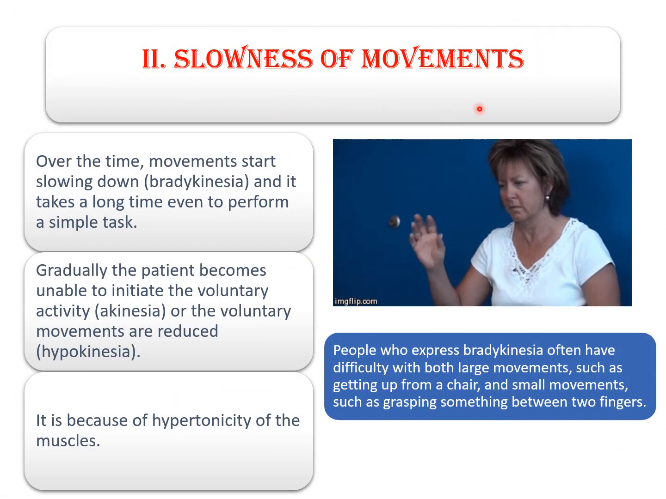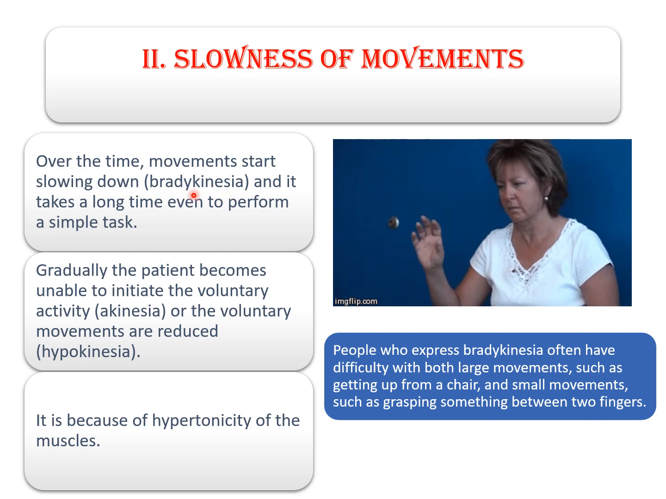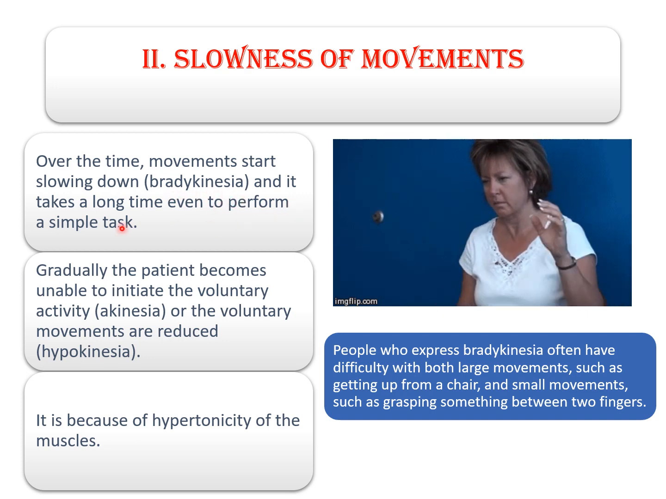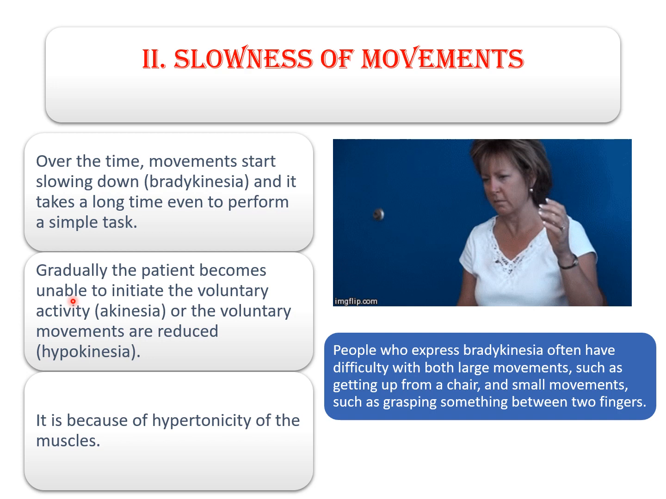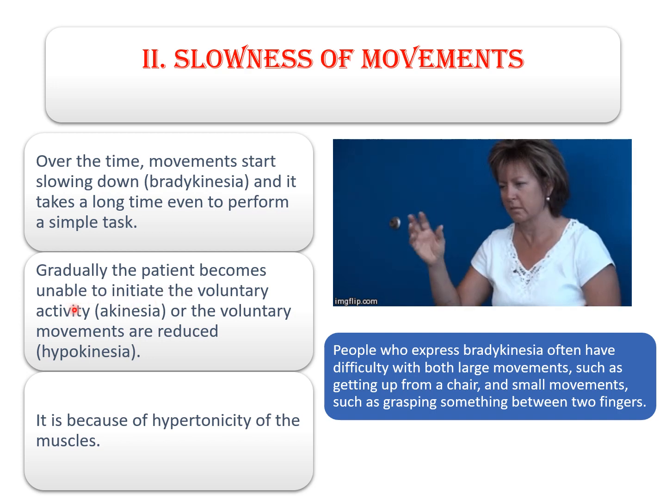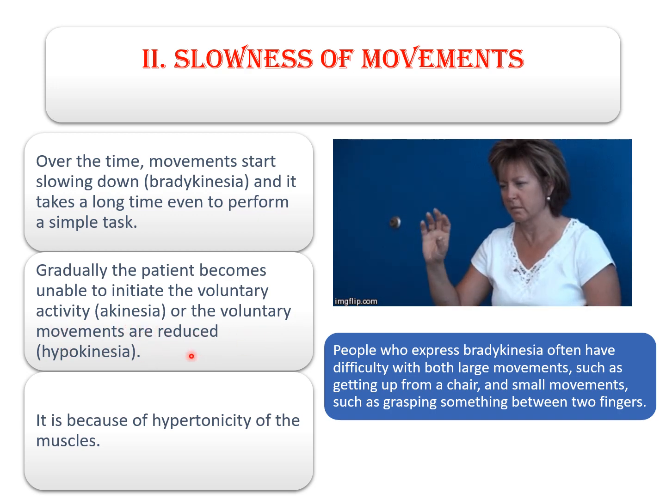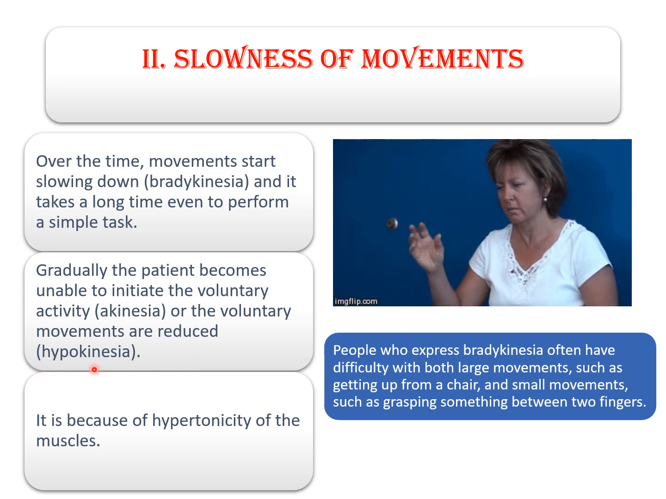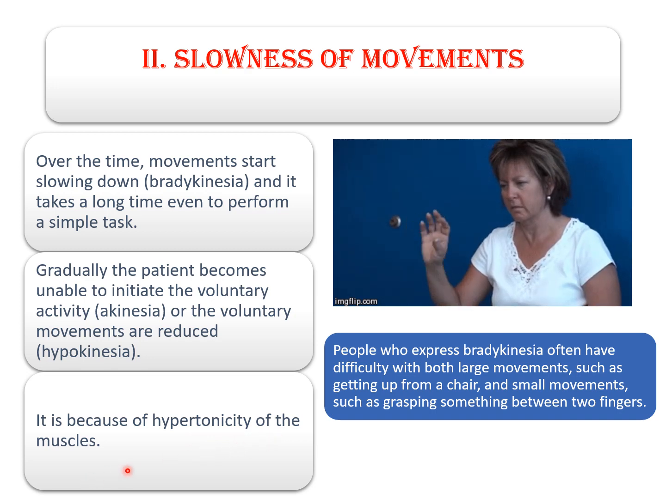Then slowness of the movements. Over time the movements start slowing down. That is known as bradykinesia, and it takes a long time even to perform a simple task. Gradually the patient becomes unable to initiate voluntary activity, akinesia, or the voluntary movements are reduced, that is known as hypokinesia, and it is because of the hypertonicity of the muscles.